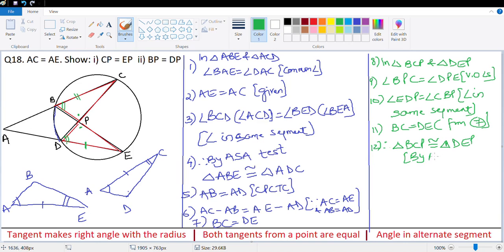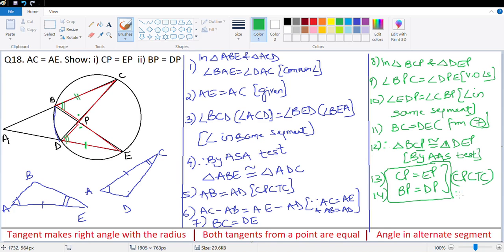by angle side angle test. So if this is done, what I will have is CP is equal to EP, and I will also have BP is equal to DP. This is CPCTC. This is what they wanted us to prove. Done. Very interesting question. Uses the congruency and uses the properties of a circle. Let's look at the next question.